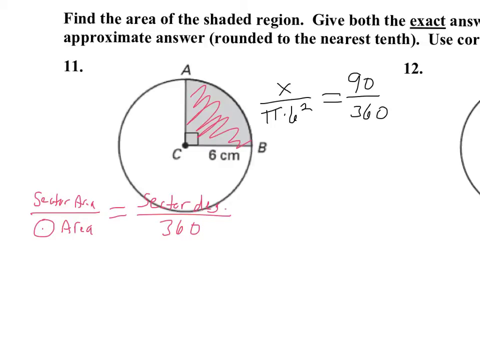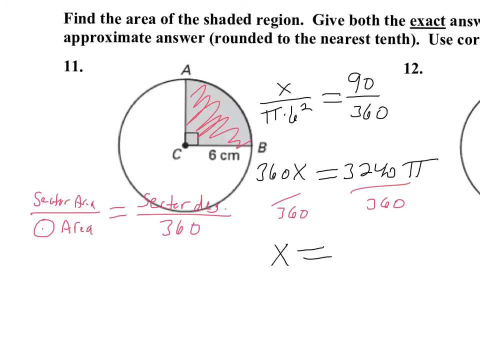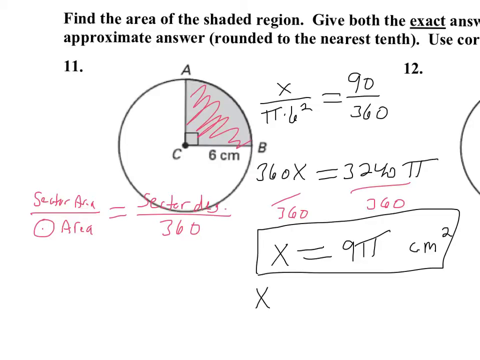Again, we're going to try not to round until the very end with this. We'll cross multiply x times 360, or I'm going to write it as 360x. And on the other side, I can actually multiply 6 squared times 90, and I get 3,240. So write 3,240 pi. And then we'll divide by 360. And so my exact answer is 9 pi. Sometimes there's some simplicity leaving it as an exact answer. 9 pi centimeters squared. And so the approximate answer, if I actually type that in, I get 28.3 centimeters squared.